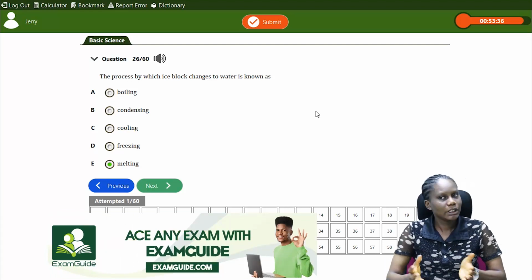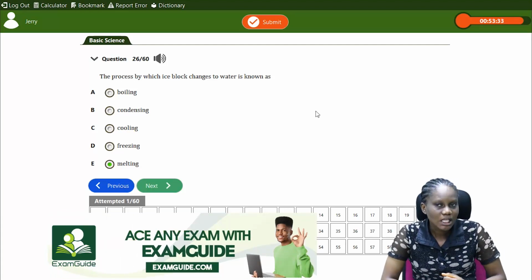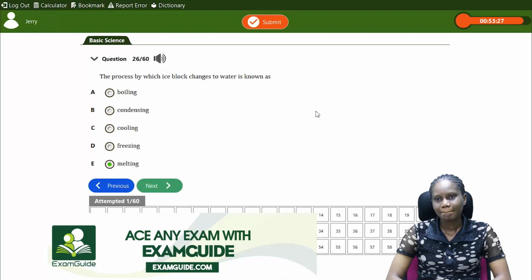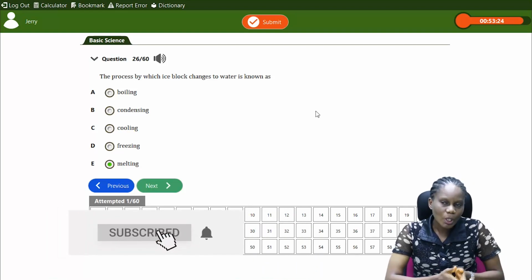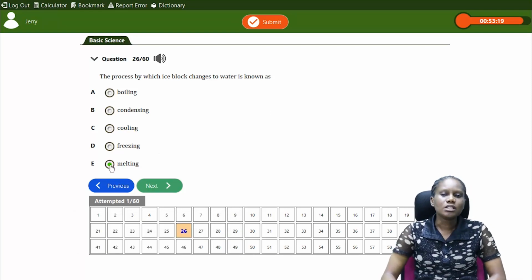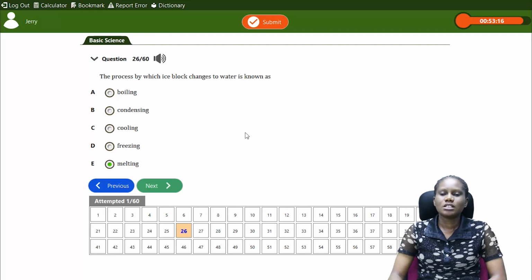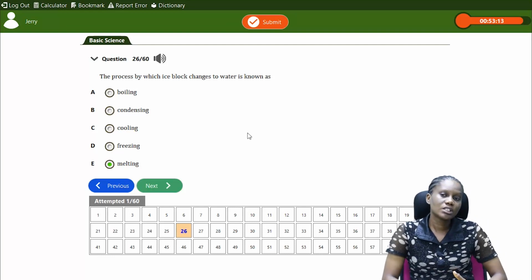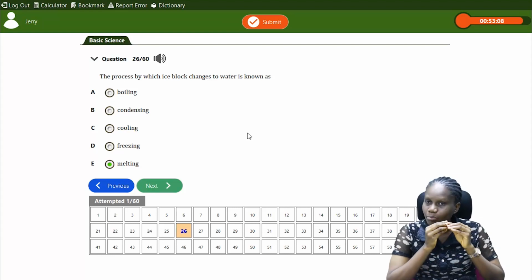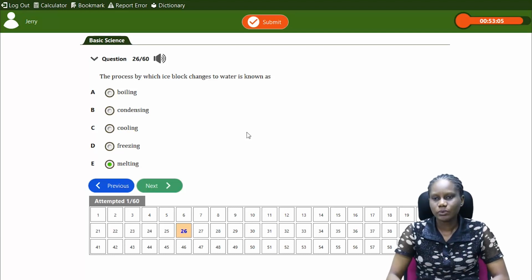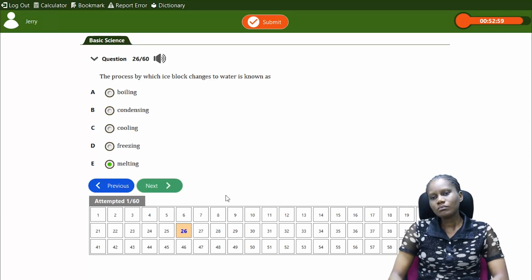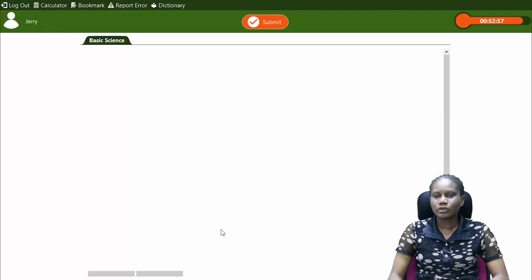We have A, boiling, B, condensing, C, cooling, D, freezing, E, melting. The process by which solid changes into a liquid is what? Melting. So we have E, and you click on E. That is the answer, melting. True, when you apply heat to your solid and it gets to its melting point, it changes to liquid. So the process by which ice block changes to water is known as melting. Let's check for another question.